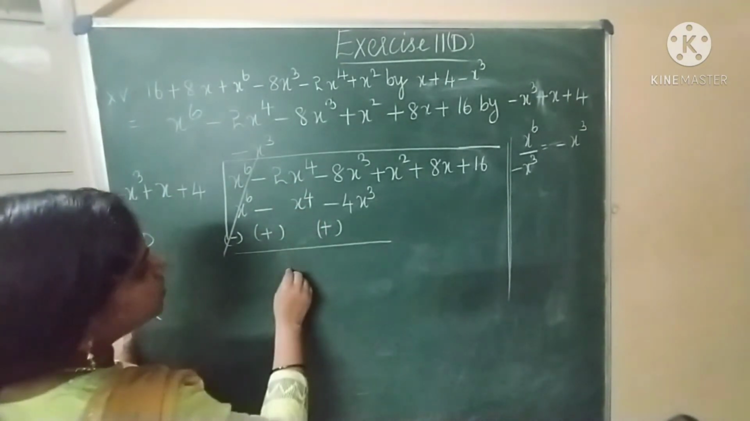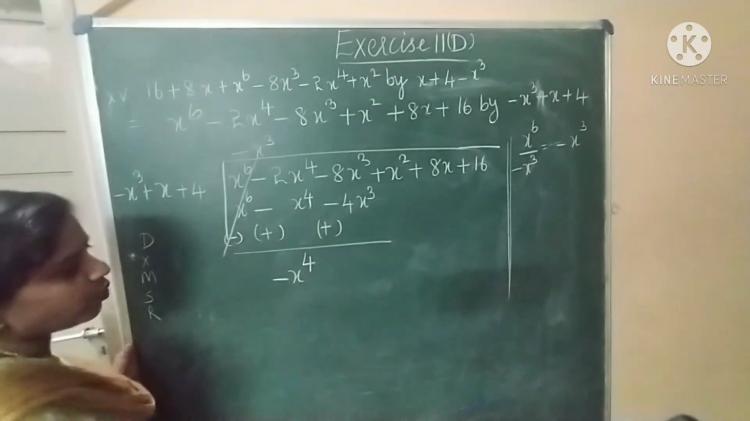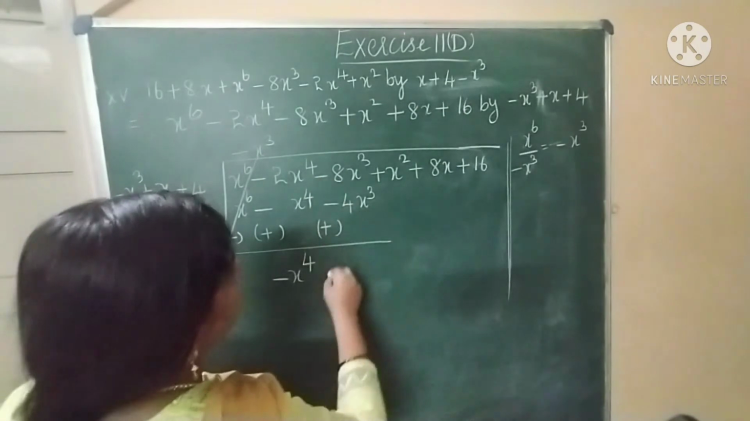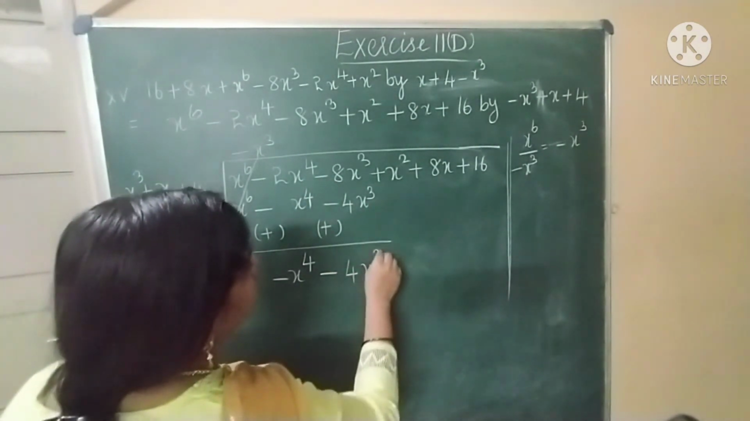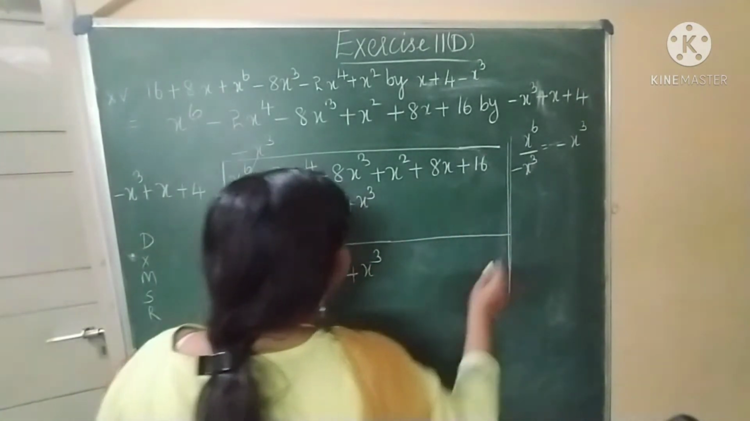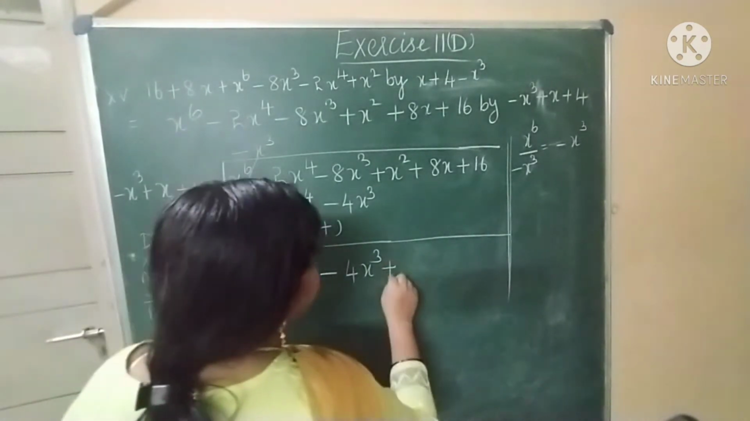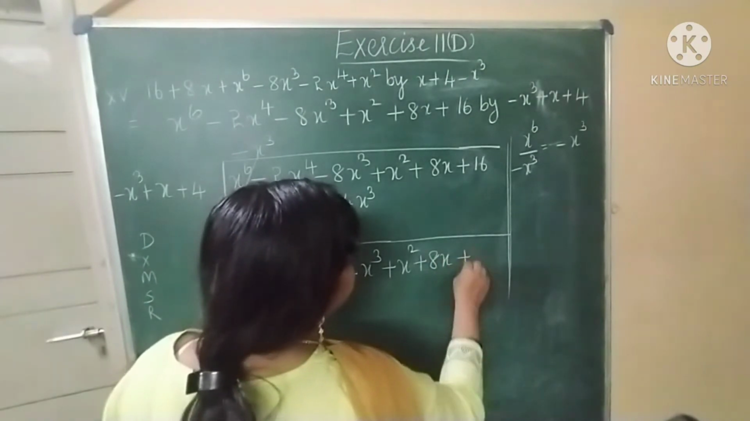And here minus and plus is subtraction. 2 minus 1 is 1. So x to the power of 4. So minus x to the power of 4. Then minus and plus is subtraction. So greater number sign is minus. 8 minus 4 is 4x cube. Then you bring down the rest of the terms. So that is plus x square plus 8x plus 16.